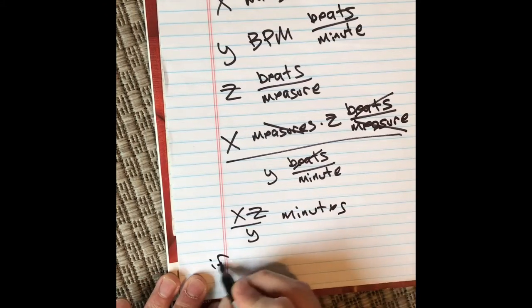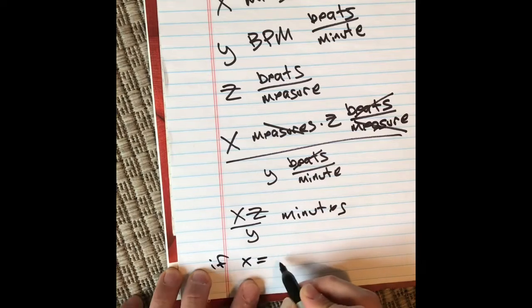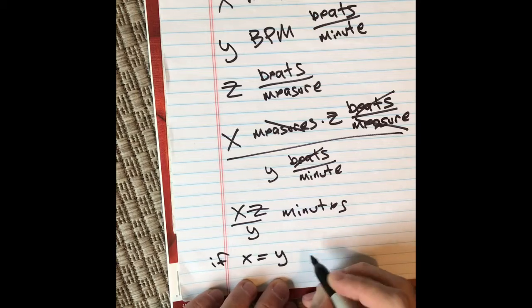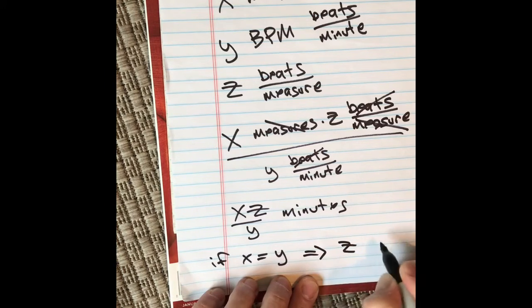So if X is equal to Y, if the number of measures equals the tempo, then those cancel, and that implies we're going to have Z minutes. For the most part, the music that we play tends to be in 4/4 time, and we think of the quarter note as the beat. So if the tempo equals the number of measures, you have 4 minutes. If we're in 3/4, you have 3 minutes. If we're in 5/4, you have 5 minutes.